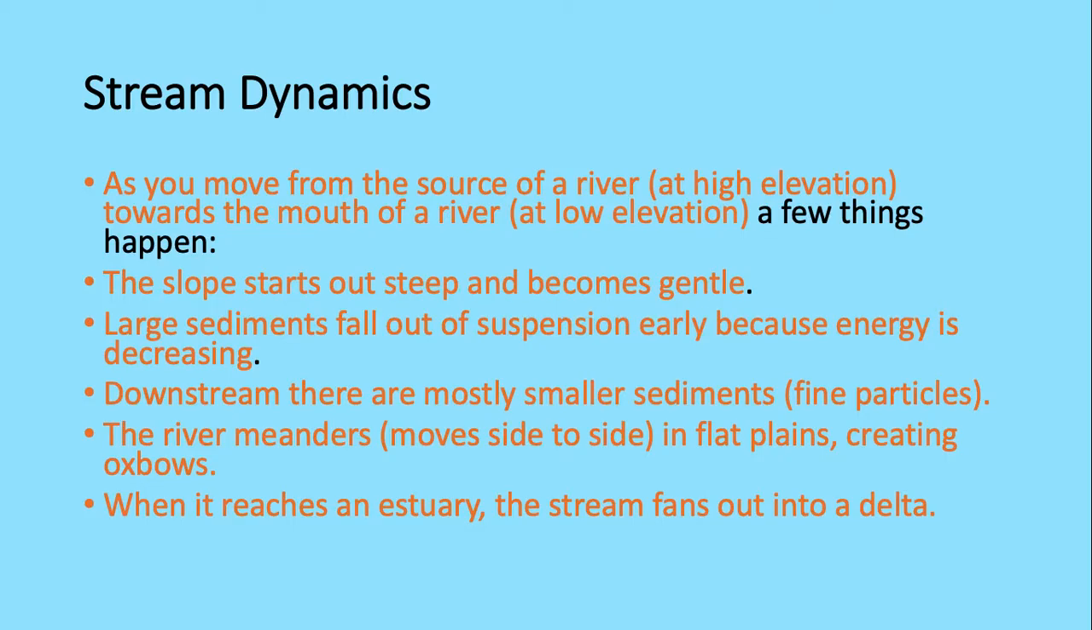Stream dynamics. As you move from the source of a river at high elevation towards the mouth of a river at low elevations, a few things happen. The slope starts out steep and becomes gentle. Large sediments fall out of suspension early because energy is decreasing. Downstream, there are mostly smaller sediments, or fine particles. The river begins to meander, moving side to side in flat plains, creating oxbows. We'll talk about those in a moment. And when it reaches an estuary, the stream fans out into a delta.